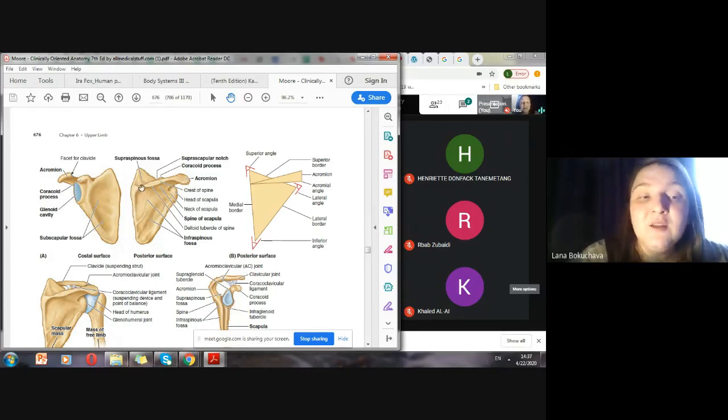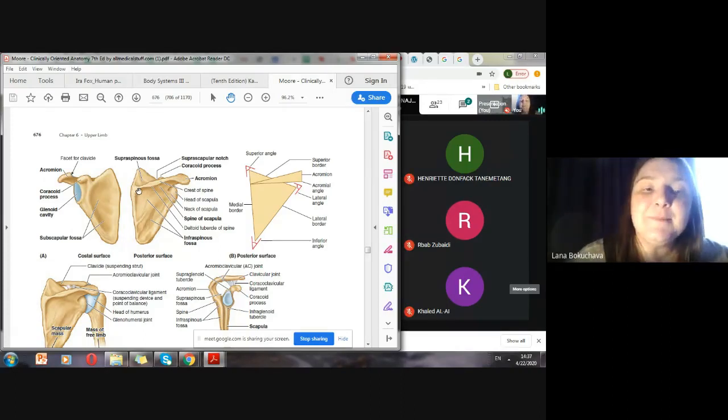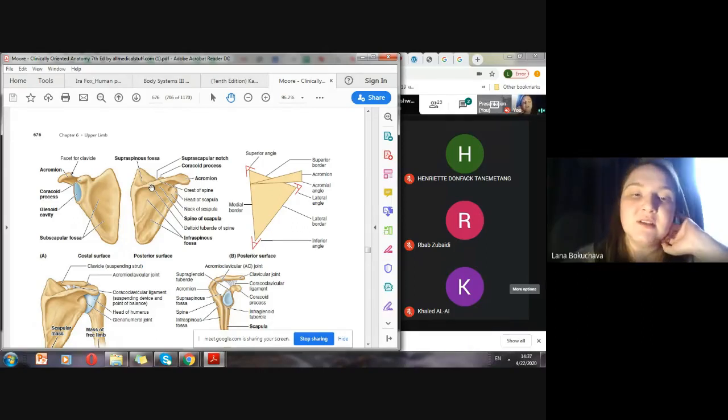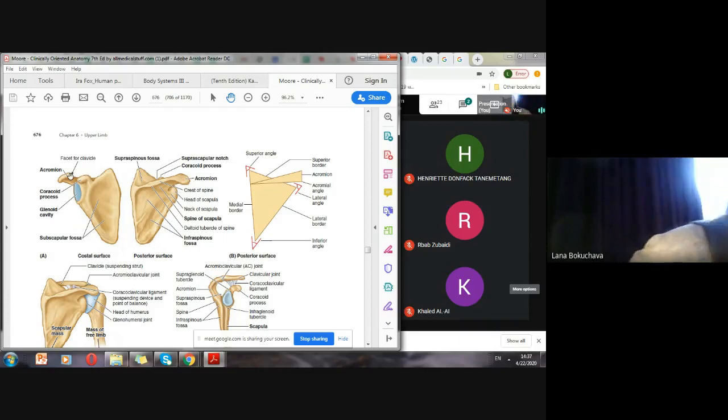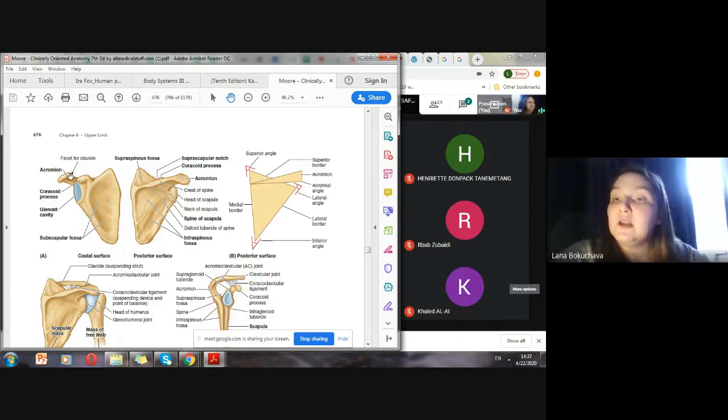And as we already said, the posterior surface contains the large projection, which we call the spine of the scapula. And the spine, as you can see here, has some projections even. We do have a part, for example, the deltoid tubercle here, and the projection of the acromion, as you can see here also. And this acromion, as we already said, contains the facet for the articulation with the clavicle, to produce the acromioclavicular joint.